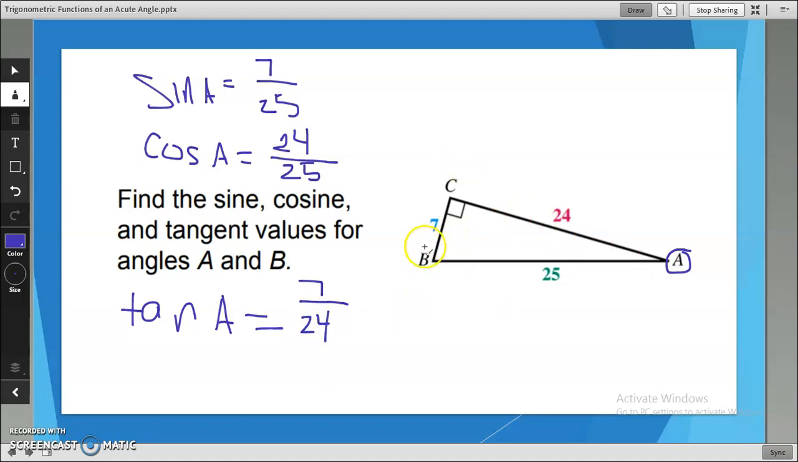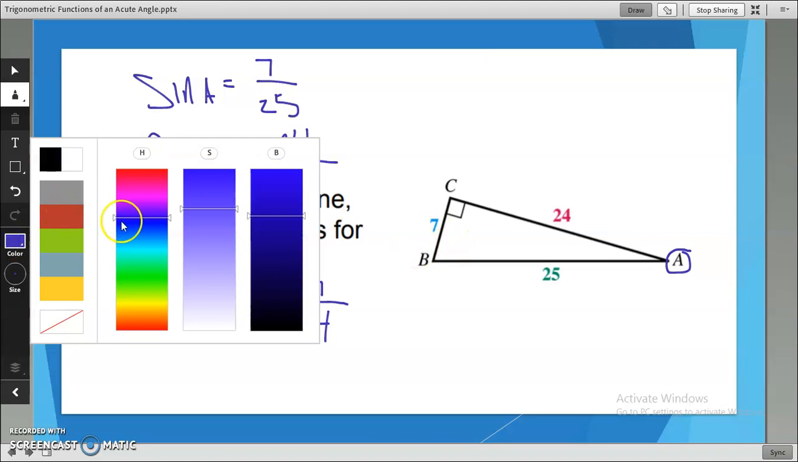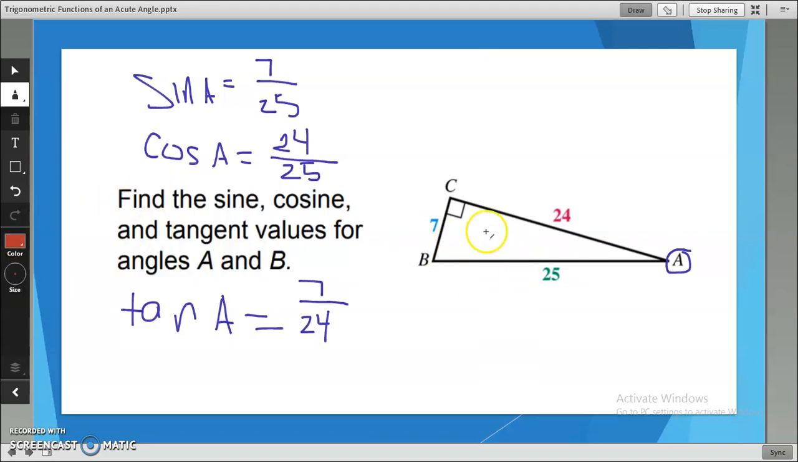So now let's do it in reference to B. Let's change the color so we don't confuse ourselves. So here's B. So sine of B, again, is opposite over the, I've lost my train of thought. It's opposite over hypotenuse. So my opposite side is going to be 24, and here's my hypotenuse, 25. So that's going to give me 24 over 25.